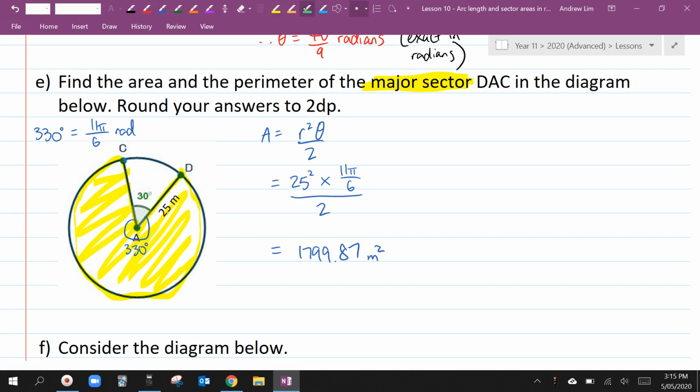If I want to work out perimeter, I need all of this, which is called the arc length, and then I need to add these 2 sides. So the perimeter is equal to the arc length. We know arc length is r theta. And then we need to add those 2 sides. 25 plus 25 is 50. So we have the radius of 25 times theta in radians. We've already worked that out as 11 pi on 6. And I'm going to add 50.